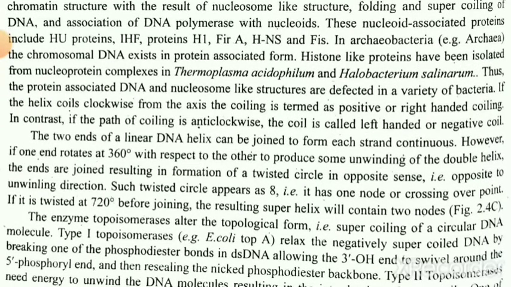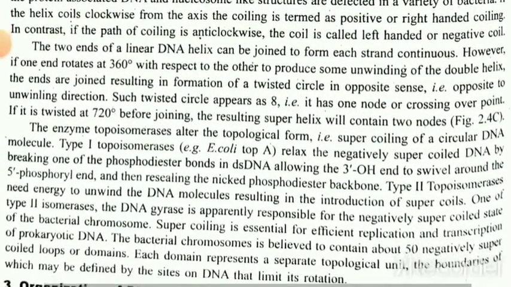the ends are joined, resulting in formation of a twisted circle in the opposite sense, i.e. opposite to the unwinding direction. Such a twisted circle appears as an 8, i.e. it has one node or crossing over point. If it is twisted at 720° before joining, the resulting superhelix will contain two nodes, figure 2.4c.